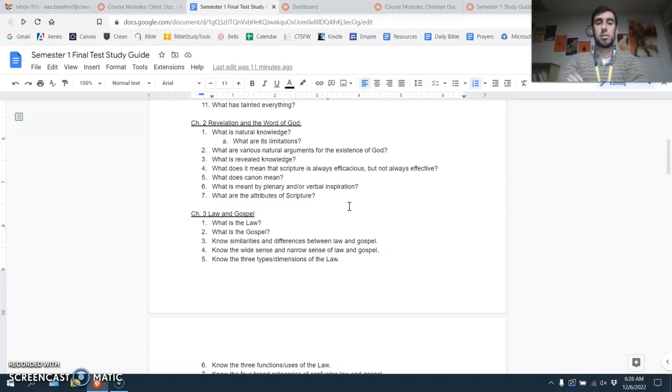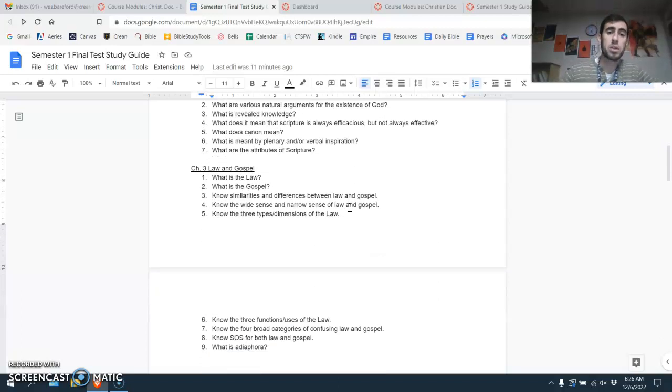What are the attributes of Scripture? This again is in the chapter 2 PowerPoint, but it's things like God's word is authoritative, infallible, it is inerrant, it is efficacious, it is clear. What am I missing? I'm missing something. But go through the PowerPoint and look at each of those attributes of Scripture and know what they mean.